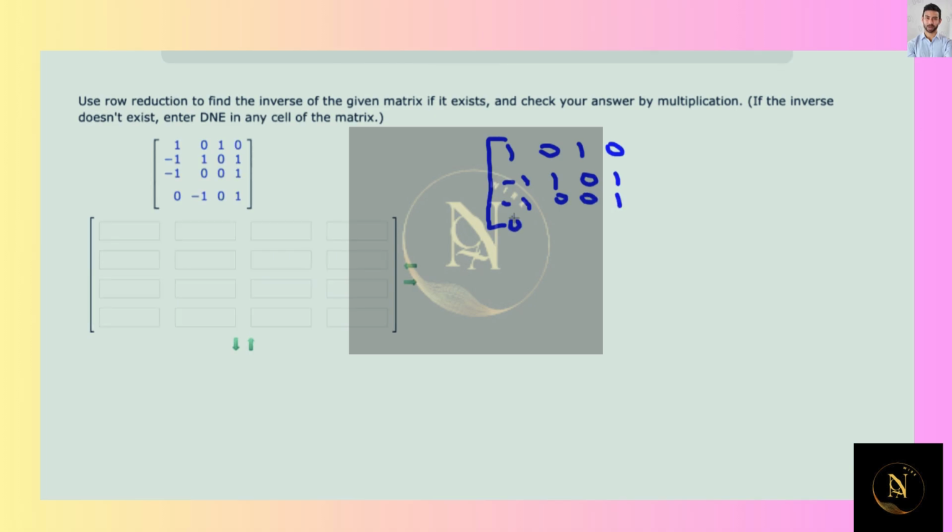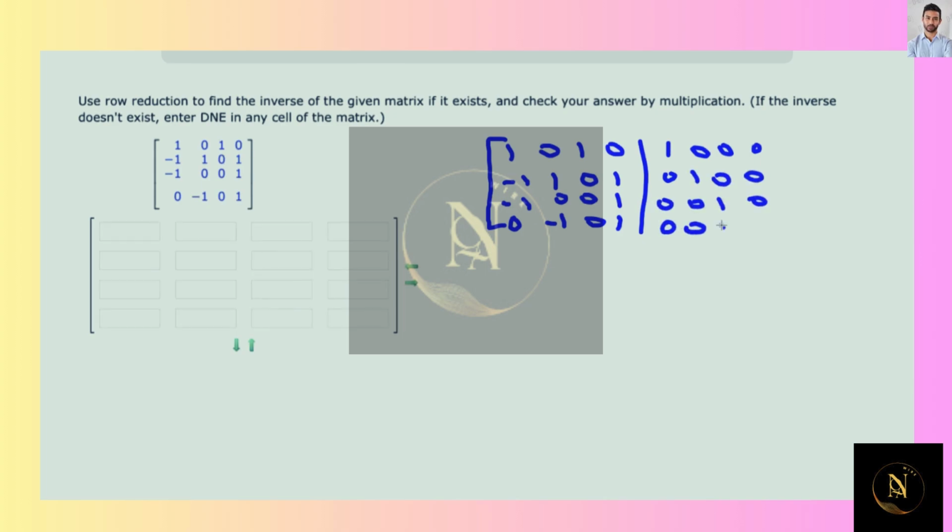If we're going to use row reduction, then I'm going to augment the matrix with the 4x4 identity. And then reduce until we have the 4x4 identity on the left-hand side. So we already have a 1 in row 1. Let's get a 0 in row 2 by taking row 2 plus row 1 and putting that in row 2.